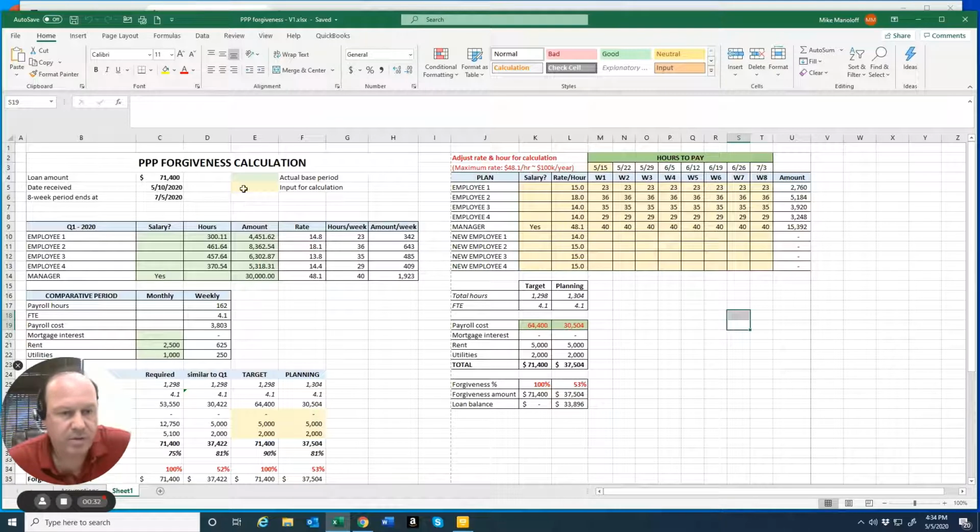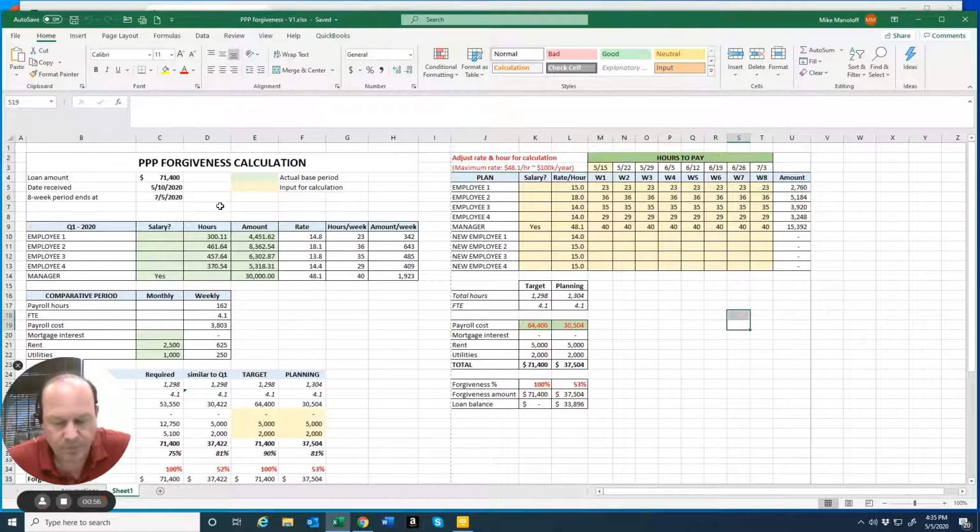So if we look at the screen here, we have a particular client. They received $71,400, where I'm kind of moving top left-hand corner. And they've got 8 weeks to spend the money. 8 weeks, not 2 months, but it's 8 weeks. I'm going to come back to that, unfortunately, more than one time. And they have employees, employee 1, 2, 3, 4, manager.